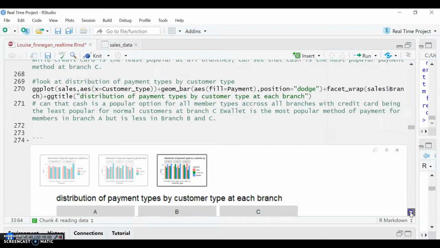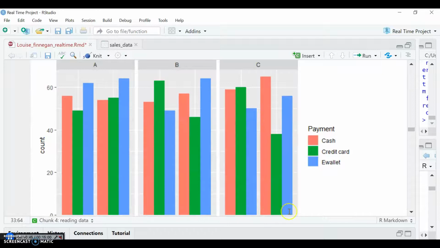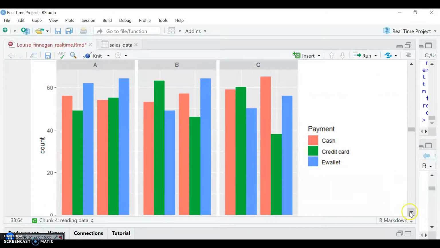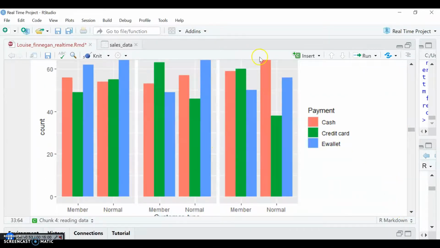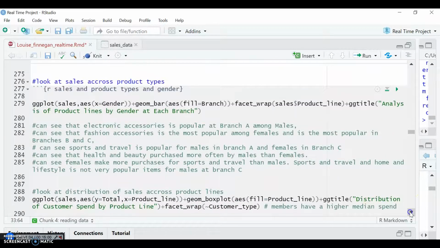So we can see that a lot of the payment types at each branch, the most common payment type does tend to be among members. Cash is a very popular payment type across the board. We can see from that. Then we're looking at sales across the different product types.